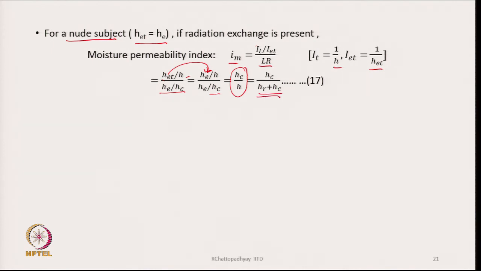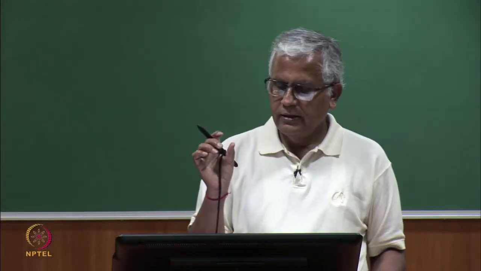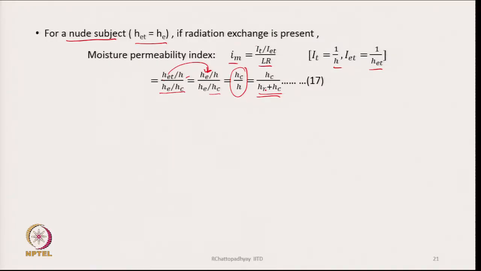And what is h? H is the sum of h r plus h c. H is the total heat transfer coefficient due to radiation and convection, where r stands for radiation and c stands for convection. Radiation and convection put together give us the total heat transfer coefficient h r plus h c. So, therefore, moisture permeability index becomes this. Now, what is important from equation 17 is the ratio of h c by h r plus h c.